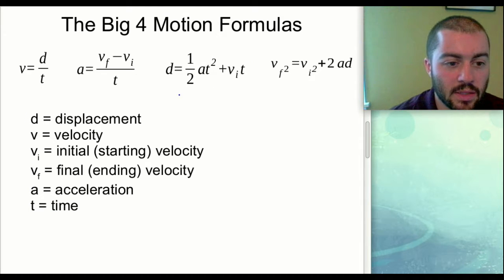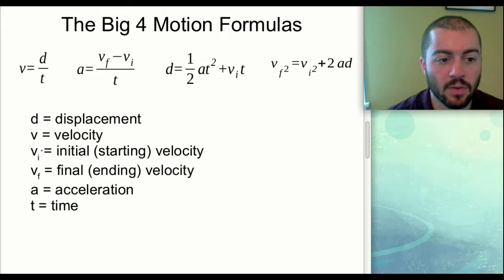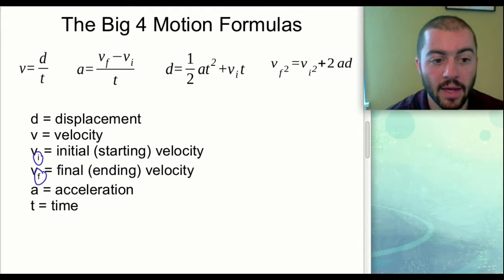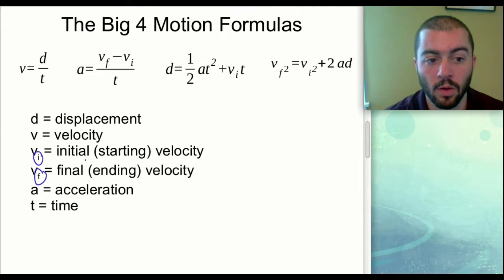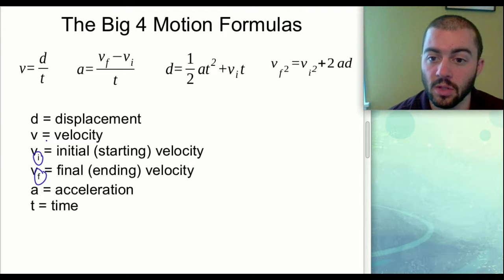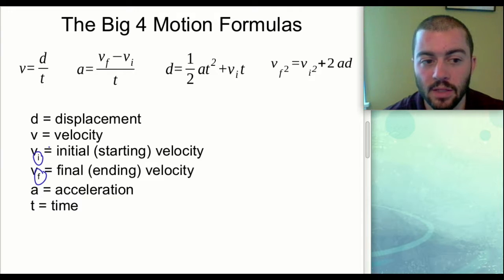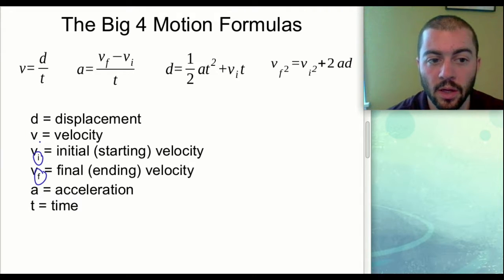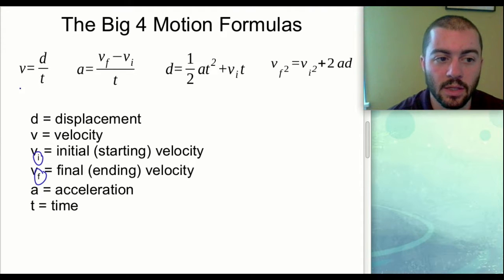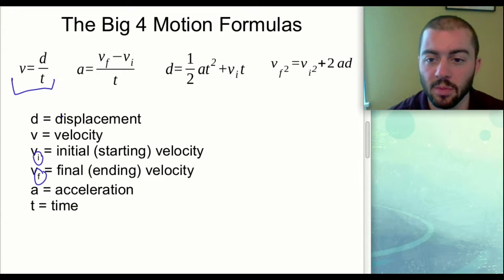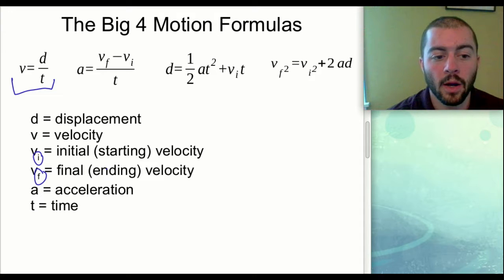So d is displacement, v is velocity, and we can indicate with the velocity using the subscripts i and f whether it was an initial or a final velocity. If you don't see either of those, you're just counting it as the average velocity over the course of time. Maybe it was a constant velocity, so there's no need to indicate initial and final, but we will be using v for velocity in this velocity equals displacement over time formula. a for acceleration and then t for time.